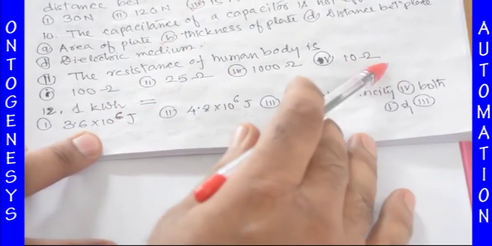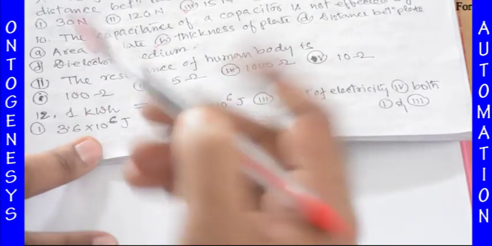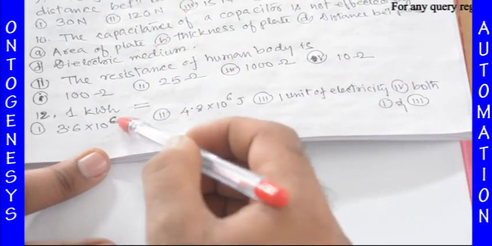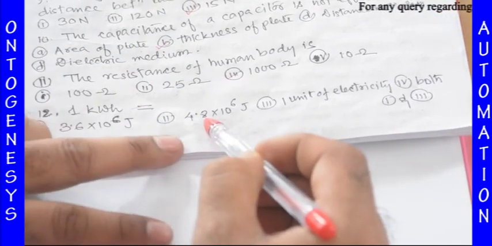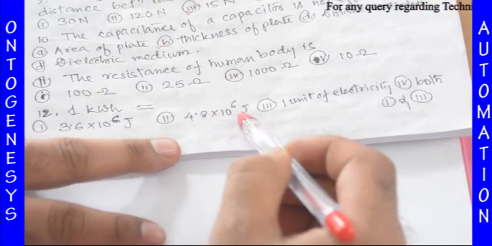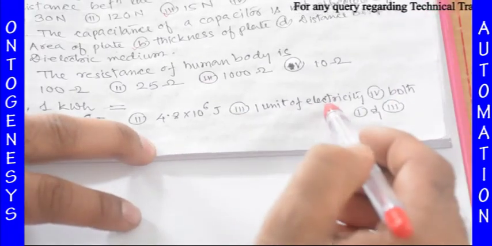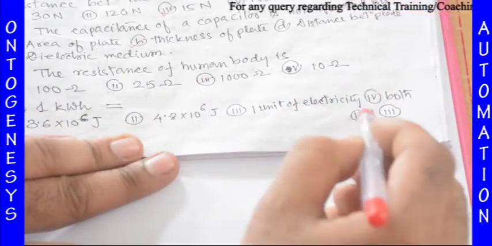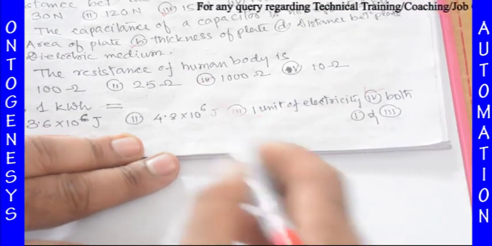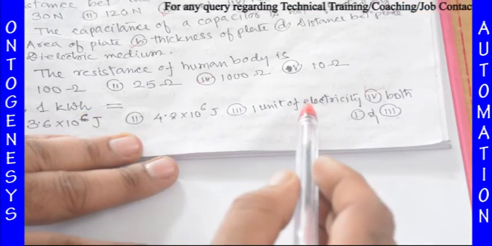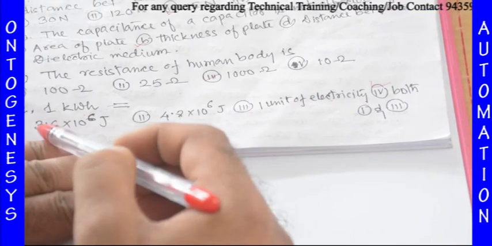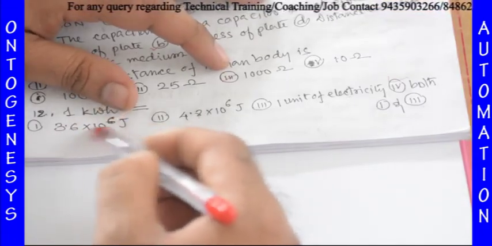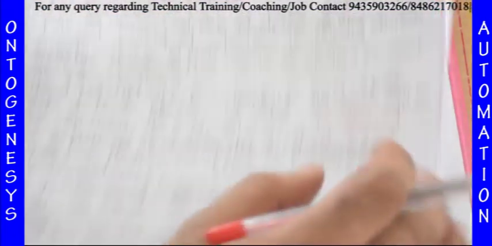1 kilowatt hour, very important. 1 kilowatt hour means 1 unit of electricity. So, 1 kilowatt hour means 3.6 into 10 to the power 6 joule, 4.8 into 10 to the power 6 joule, and 1 unit of electricity, both 1 and 3. So, it will be number 4, because 1 kilowatt hour means 1 unit of electricity and it is nothing but your 3.6 into 10 to the power 6 joule. Remember this, 3.6 into 10 to the power 6 joule.